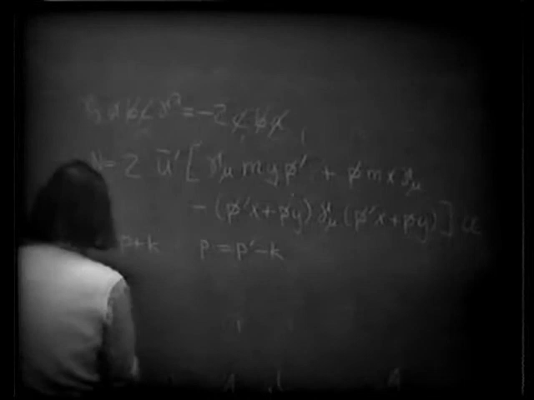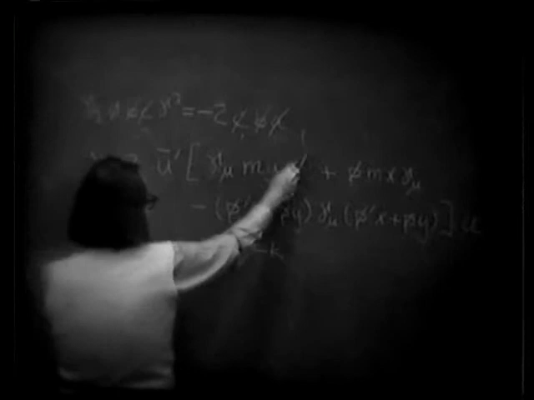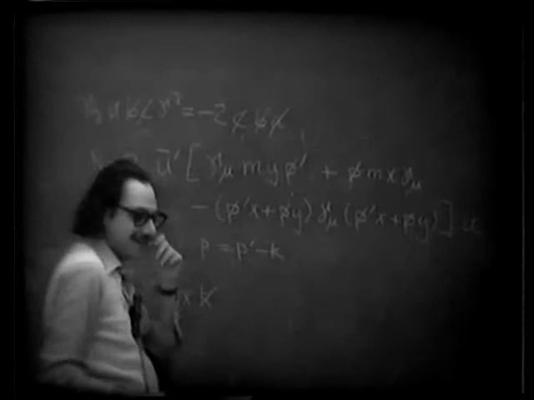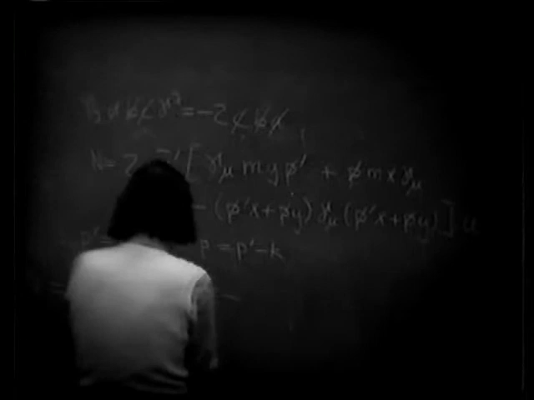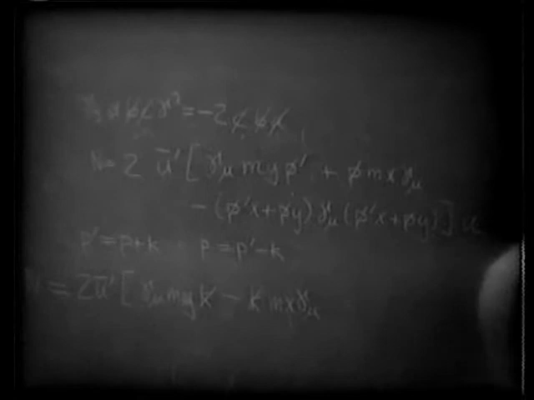So, 2 u bar prime. When I make this a p, I get an m, and it's proportional to gamma mu, so I drop it again. So I've got gamma mu, it's approaching the end. I'm beginning to see the right answer materializing. m x k slash minus m y, thank you, minus k slash m x gamma mu, because p slash is p prime slash minus k. Those are the first two terms. Looking good.